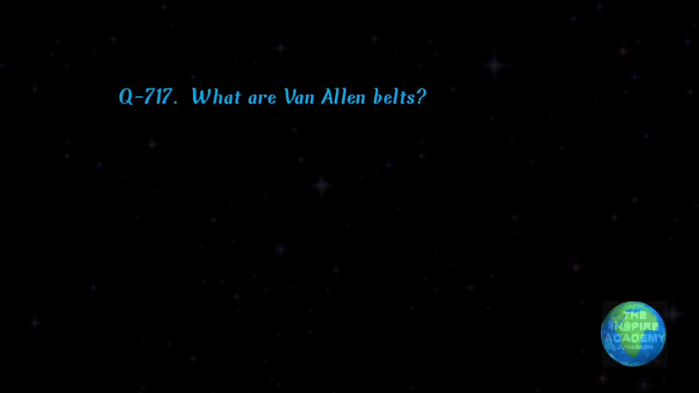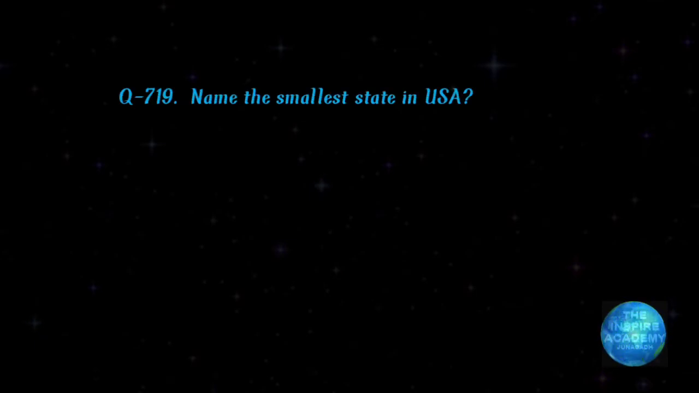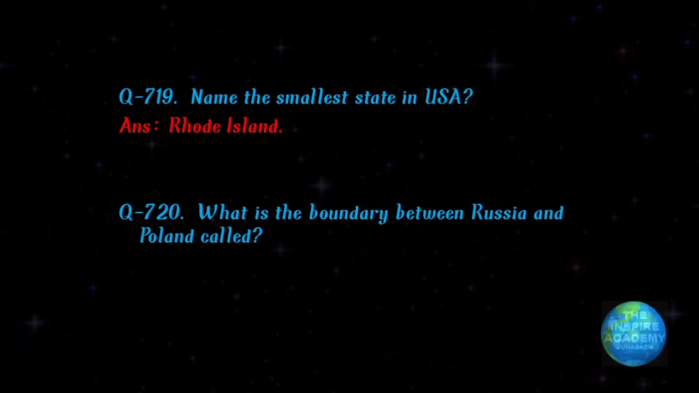What are Van Allen belts? Belts of radiation above the earth. Who founded the International Racquetball Association in 1968? Bob Kendler of the USA. Name the smallest state in USA. Rhode Island. What is the boundary between Russia and Poland called? The Curzon Line.